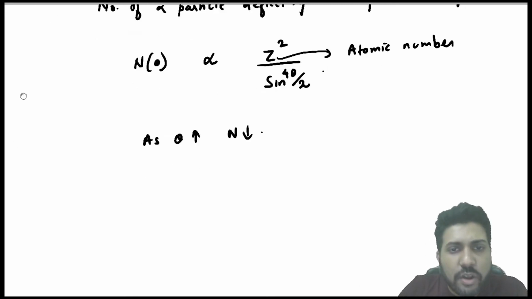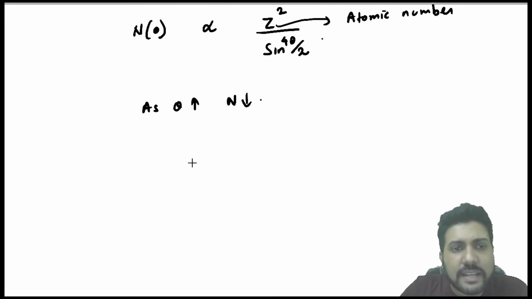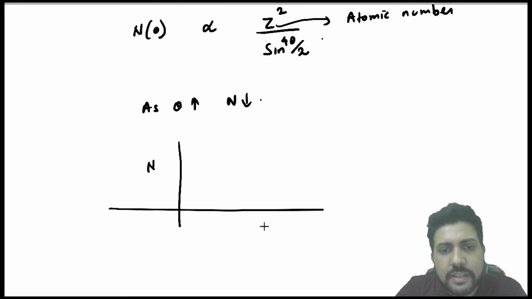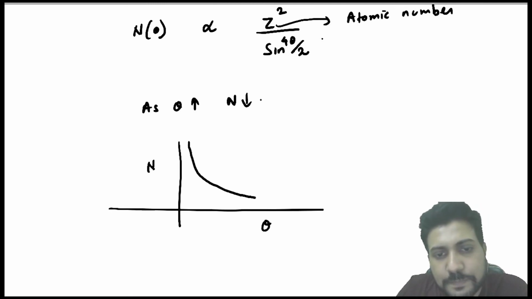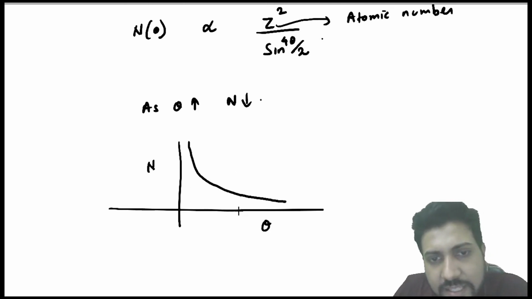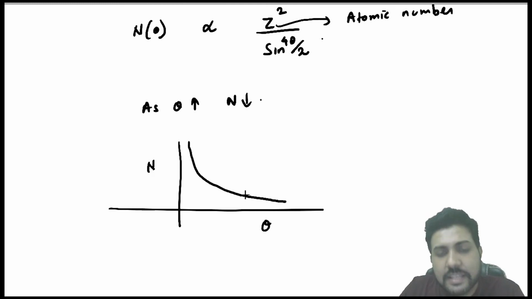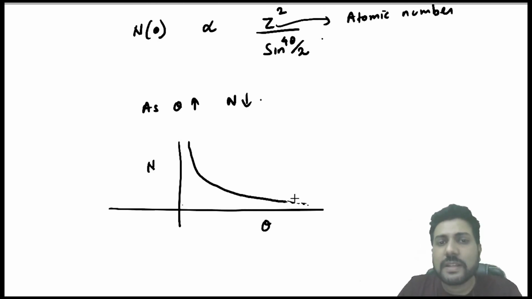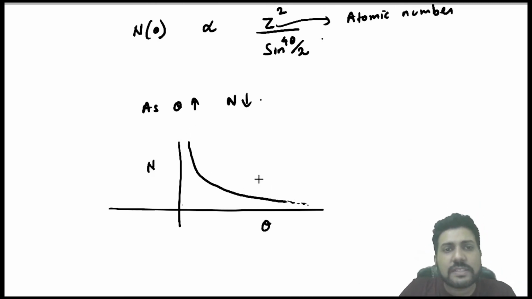So if you want to draw the N versus theta graph, it will be something like this, which shows that as theta increases, N decreases. For theta equal to 180, N is very small, almost 0. Okay, so this is the N versus theta graph.